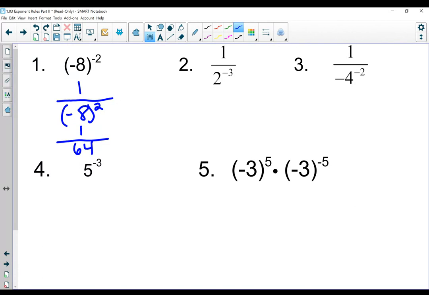And problem 2, my negative exponent is in the denominator. So that means I need to move it up to the numerator in order to change the sign on the exponent. So now I just have 2 to the third power. And 2 times 2 times 2 is 8.